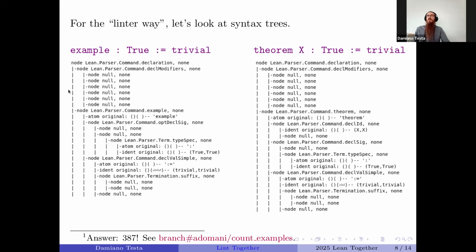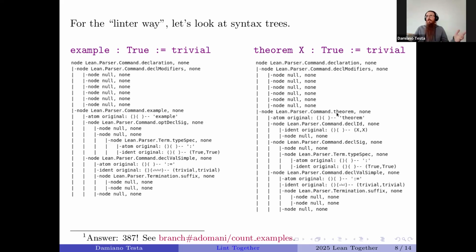By the way, all of these nodes with null things, these are, as I was saying before, if you had a non-computable example or a partial or non-recursive, or maybe you had some attributes to this. These would all populate these fields here. So they're all empty because I didn't type anything before example, essentially. And then here you see there's a difference between example and theorem.